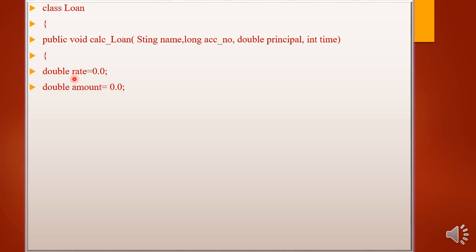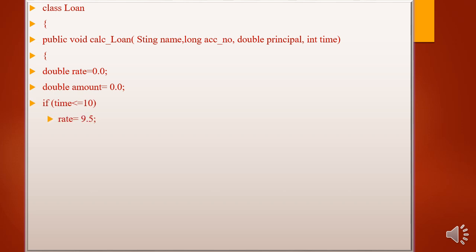The variable rate is used for storing the rate of interest. And the next variable, amount, is initialized to 0.0. Amount is the variable for storing the amount to be paid back after the period, and that is also of double type.